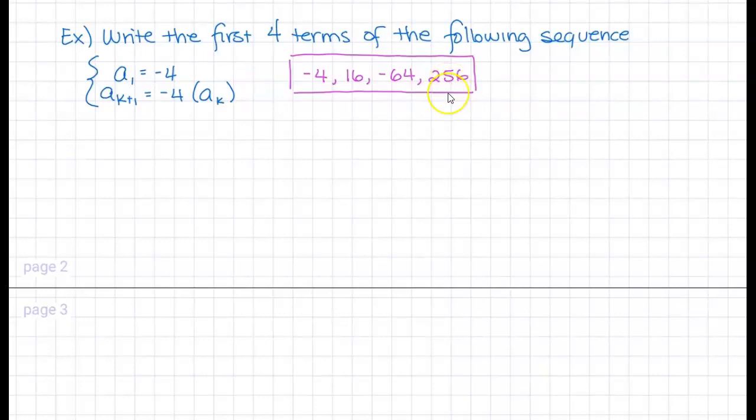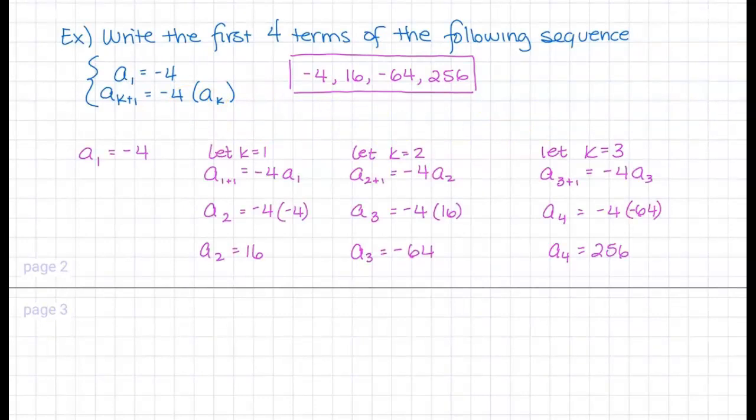That's it. So you don't have to show any work, which is really nice. Now, let's say that you forgot how to read this and you needed to do it the long way. Then here's what we're going to do. You're going to pick different values for k and plug them in. First of all, we know the first term is -4. Again, that's defined for us.